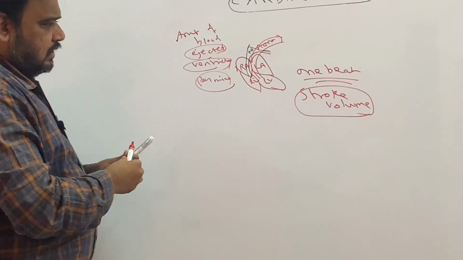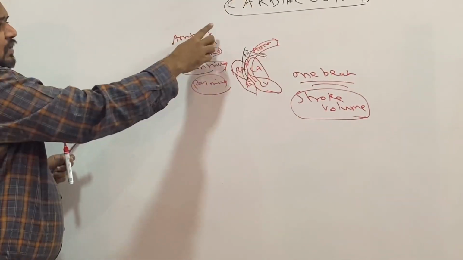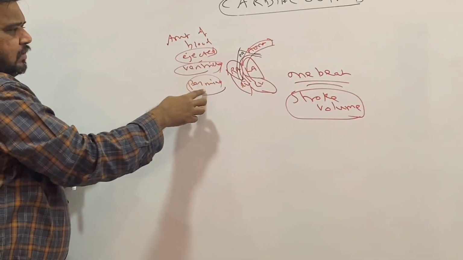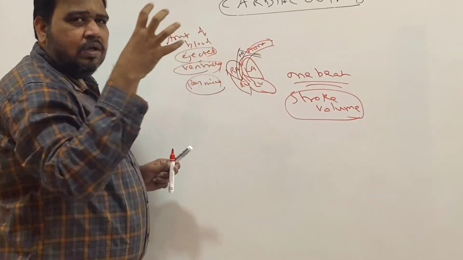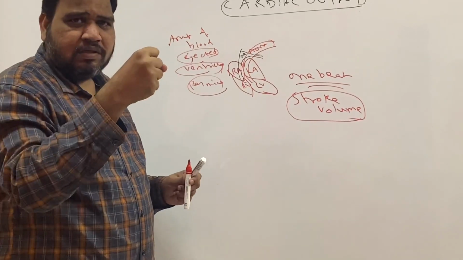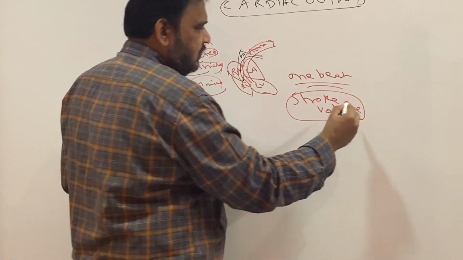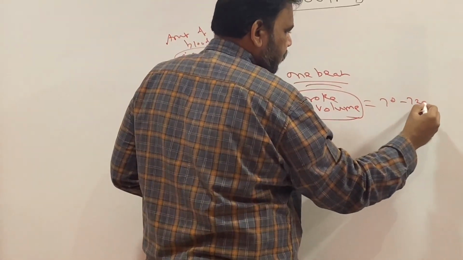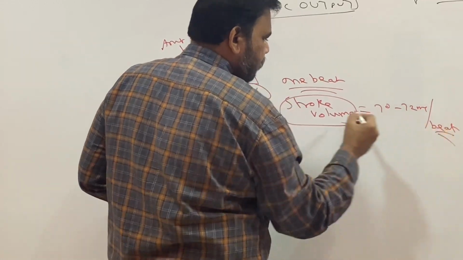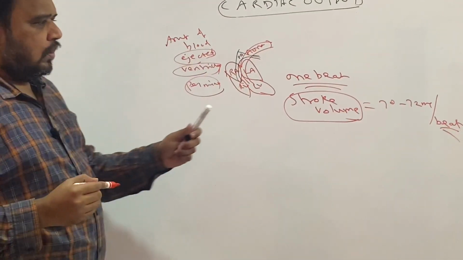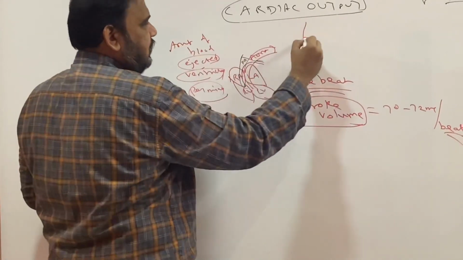For example, let us take the ventricle. The definition is the amount of blood ejected from any one ventricle per minute. So I will take the left ventricle as the example. When the left ventricle pumps 1 beat, that amount of blood is called the stroke volume, which is approximately 70 to 72 ml per beat or per stroke. That's why it is called a stroke volume. For 1 beat it is the stroke volume, but our cardiac output definition is per minute.